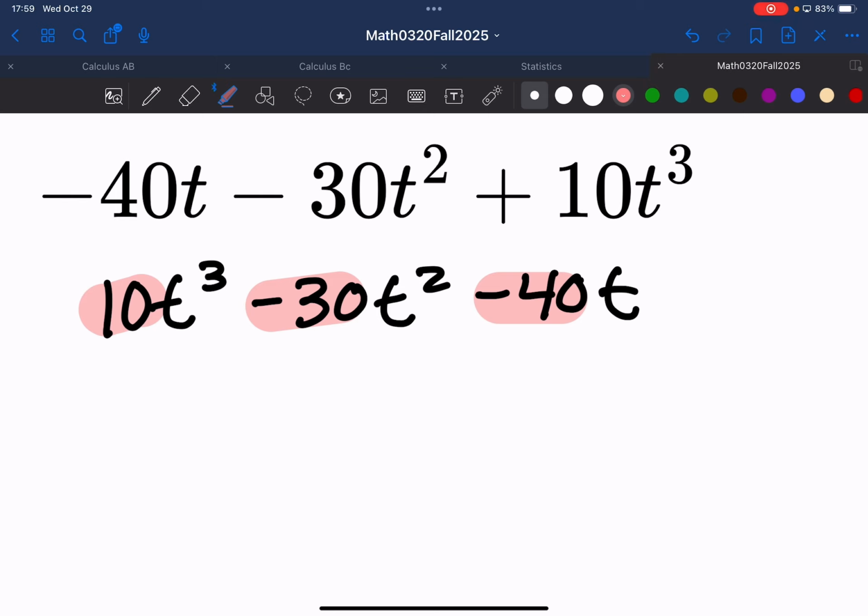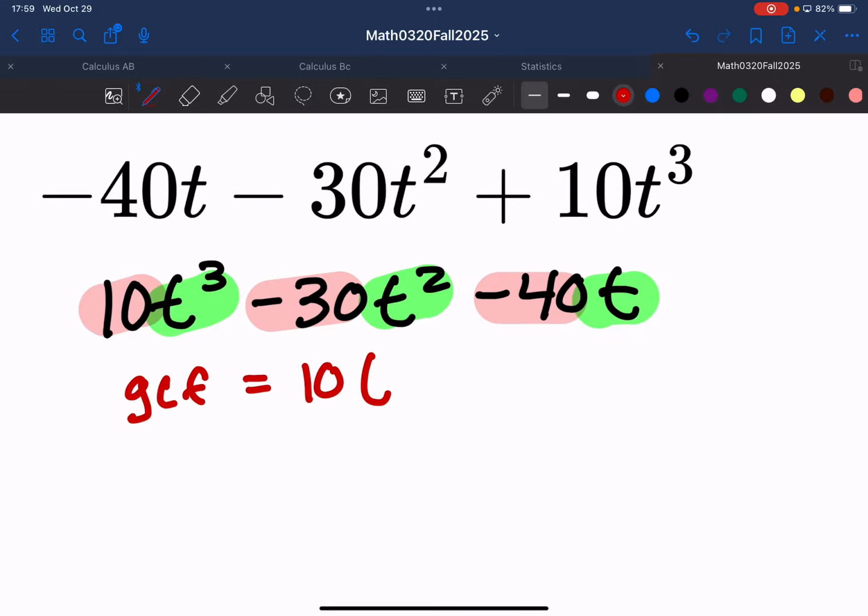So we said the largest number we can take out of all three of those is going to be 10. And then we look at all the variables. The most t's that we can take out of each one is just going to be 1t. So our GCF is equal to 10t. And remember, when we take out a GCF, we have things left over in our parentheses. So we have 10t, and then we have these parentheses.